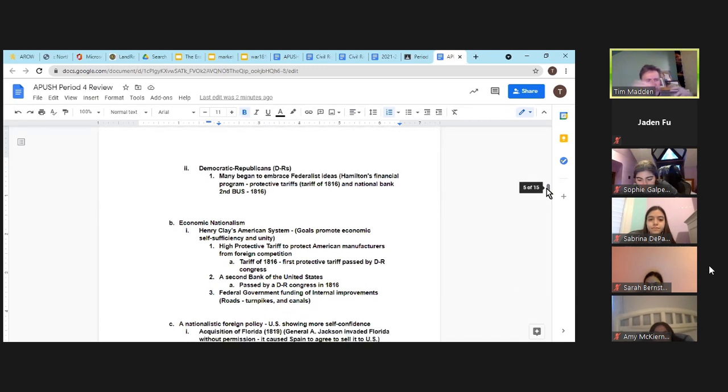There are three parts to it. We call it economic nationalism because the goal was to achieve self-sufficiency or economic independence, and also to unify the country. So it included a high protective tariff and a second Bank of the United States, and those are very similar to Hamilton.